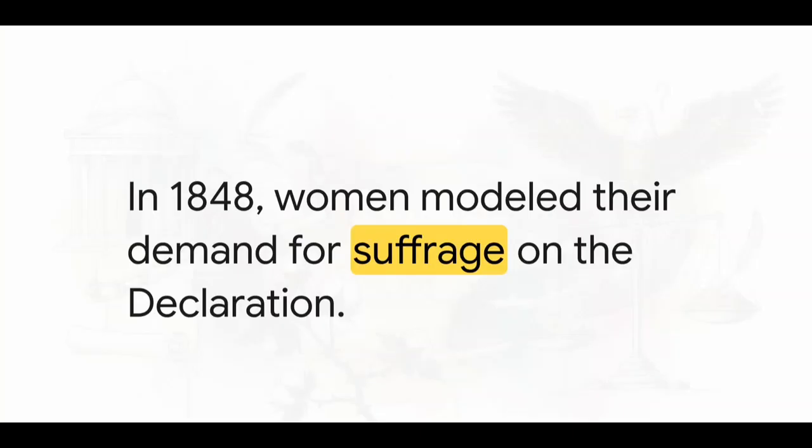And you know, this exact same philosophical anchor was used even earlier at the Seneca Falls Convention of 1848. Figures like Elizabeth Cady Stanton and Frederick Douglass demanded women's suffrage by modeling their arguments directly on the Declaration of Independence. They recognized that the logic of 1776, that governments derive their just powers from the consent of the governed, must absolutely apply to women as well.